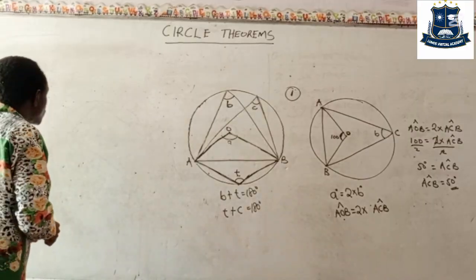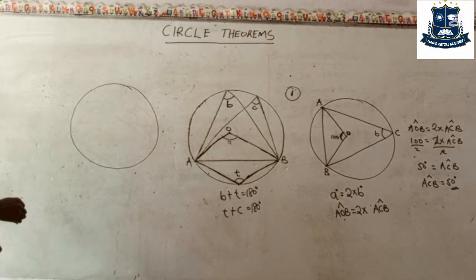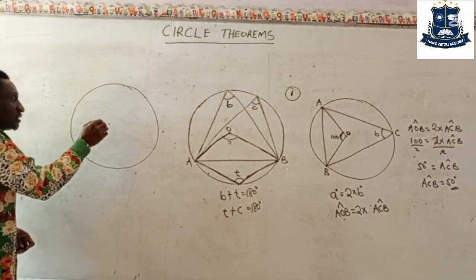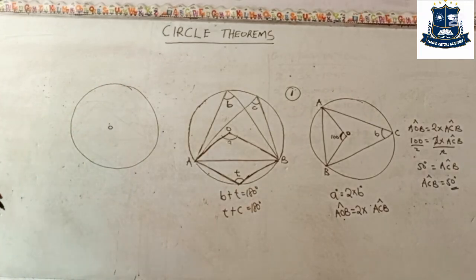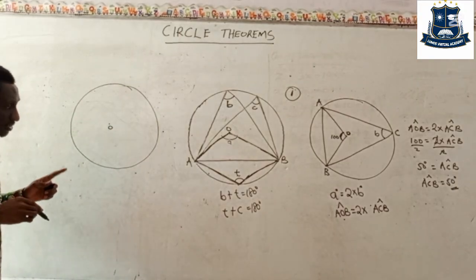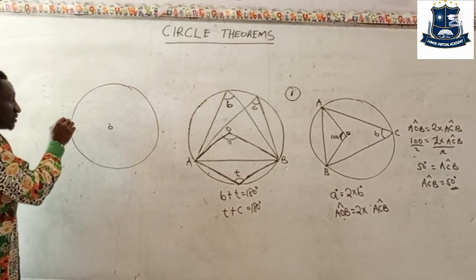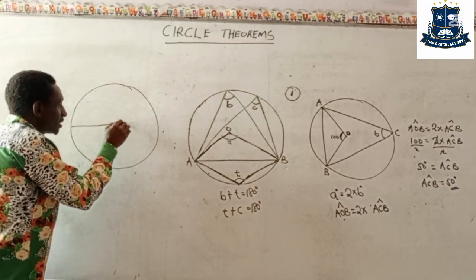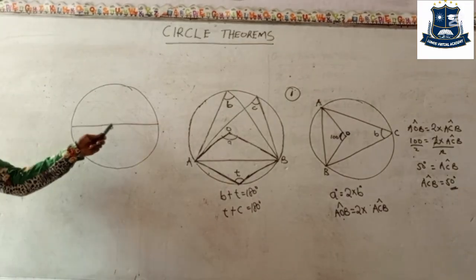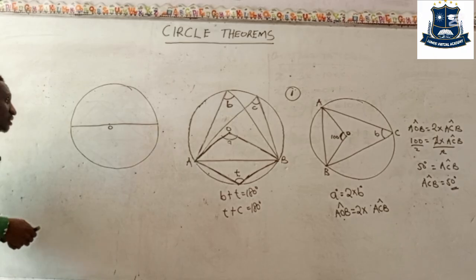Now, the next theorem I want to show you is this one, for example. It is a circle, and the center carries O. A center usually has O there. Even if the center doesn't look like the center, if you see O, that tells you it is the center of the circle. The diameter is a line that moves from the circumference, passes through the center and goes back to the circumference. So this is a diameter because it's passing through the center. If it wasn't passing through the center, I would have called it a chord.